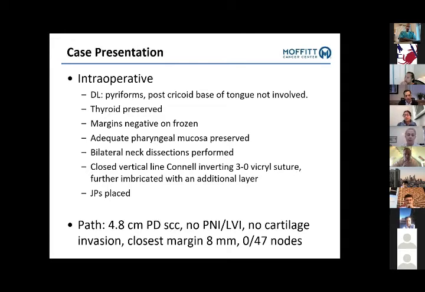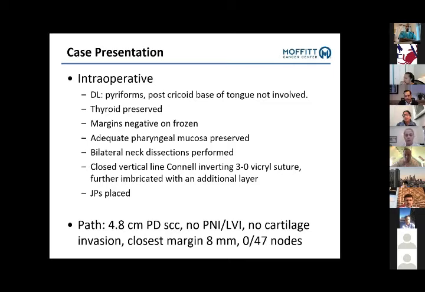Did bilateral neck dissections. We closed the pharyngotomy with vertical line closure with a canal suture and a second imbricating layer over that and placed JP drains.